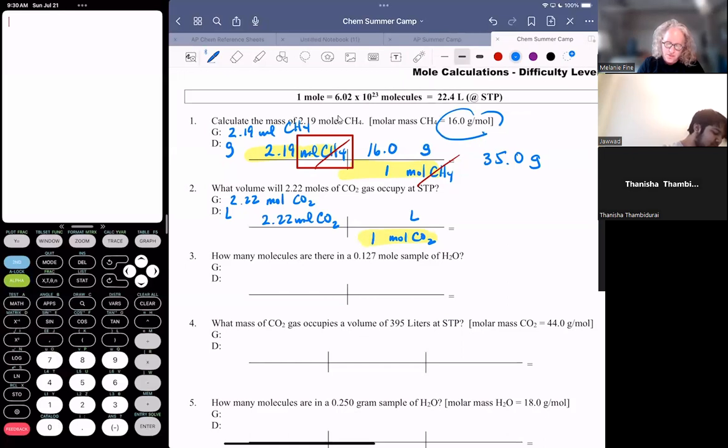Whenever we have moles here, it's going to be different in another unit, but for now, moles is always 1. And what's our conversion factor? How many liters of a gas at STP are equal to 1 mole? 22.4. Perfect. So the unit moles will cancel out. How would you put that into the calculator? 2.22 times 22.4 over 1.